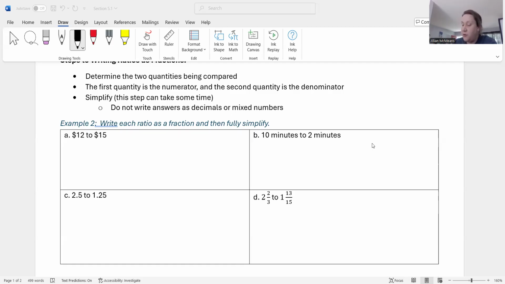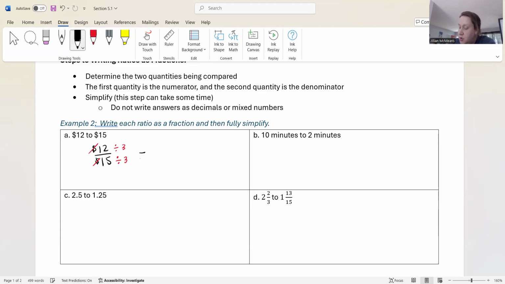For part A, we have $12 to $15. I would write this as $12 over $15, but know that the units, dollars, are going to cancel. We're comparing dollars to dollars. We don't need to include dollar units in each number. And 12 and 15 are both divisible by 3. So we want to simplify this just like it was a regular old fraction.